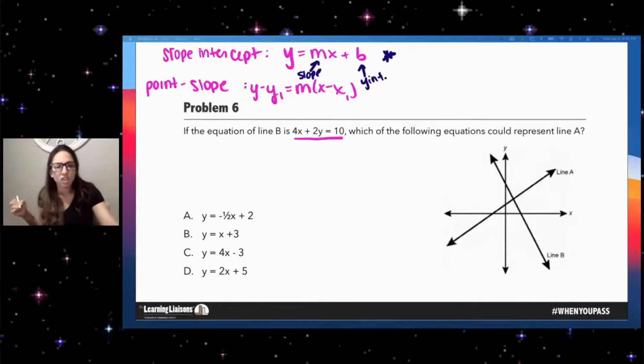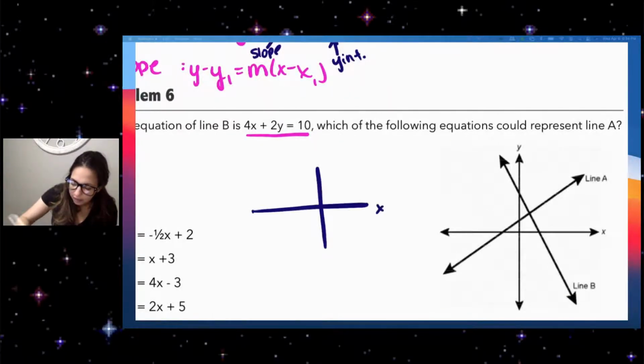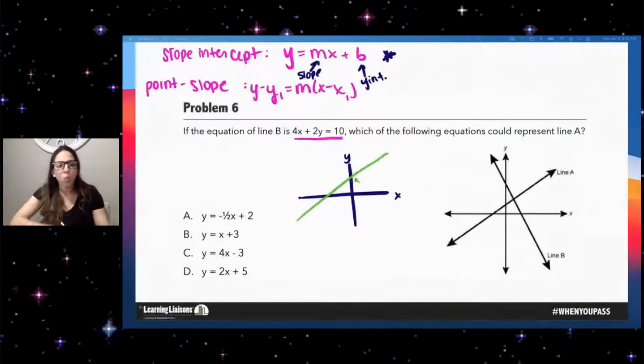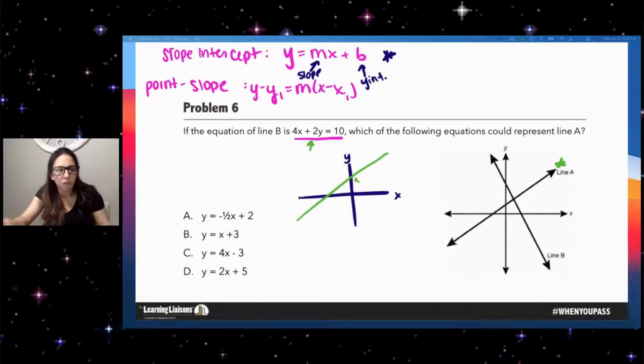Now, the y-intercept is where the graph crosses the y-axis. So I have my x-axis and my y-axis, and if I have a line, the y-intercept is going to be that point right there because it's where the line crosses the y-axis. Now, in standard form, we get no information. Standard form doesn't give us anything. It just gives us a pretty equation. So in order to figure out what information we have here, so we can accurately figure out what line A is, I have to put it into slope-intercept form.